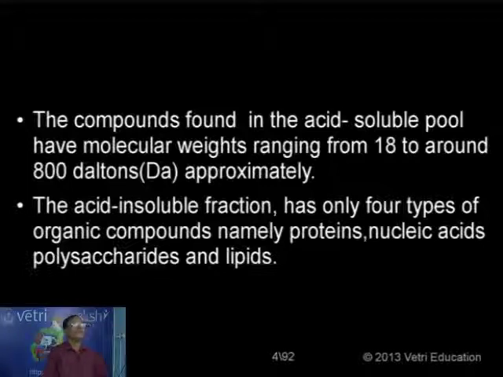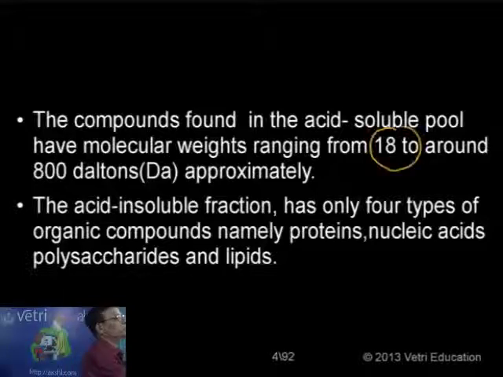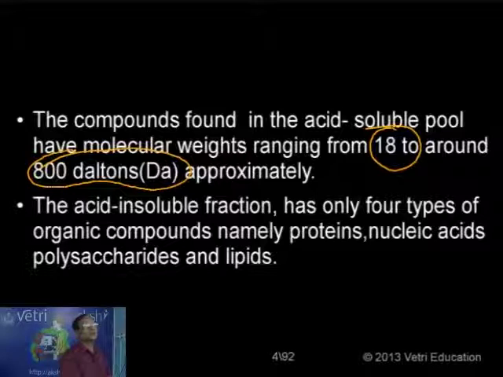As I mentioned, we have thousands of compounds in the acid soluble pool. If you analyze the components from the acid soluble pool, they show a molecular weight ranging from about 18 to 800 Daltons. That is the molecular weight of the substances being filtered. That's why they are much smaller and can pass through the pores of the cloth.